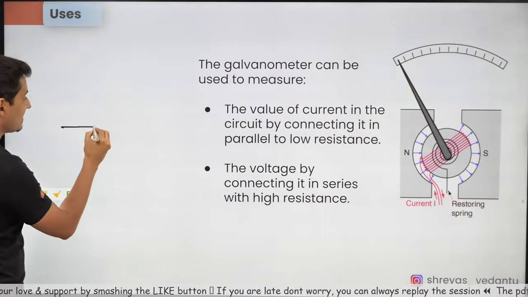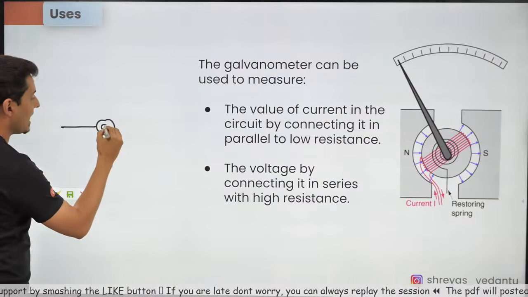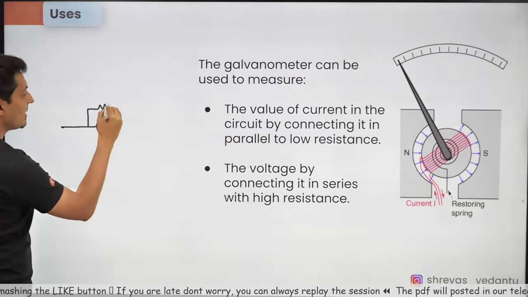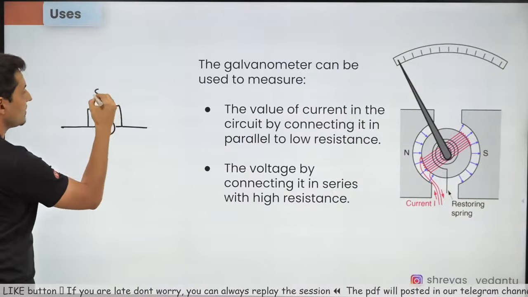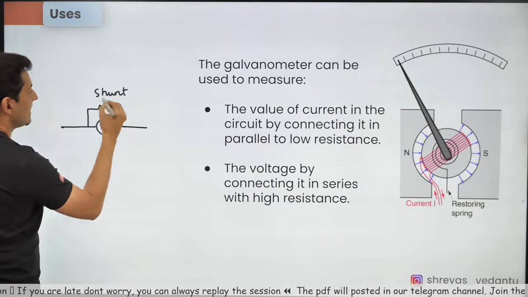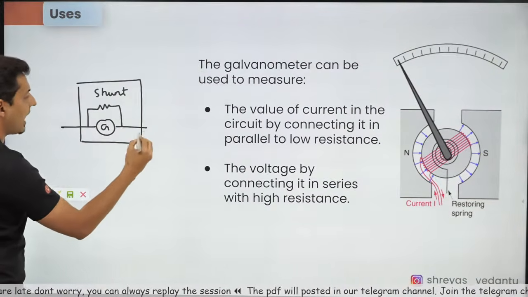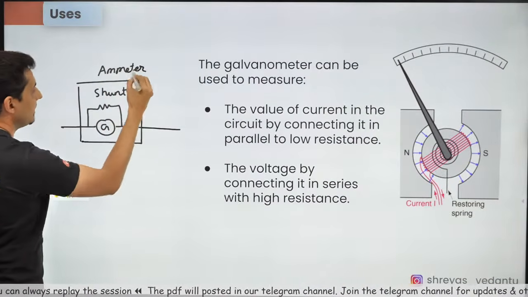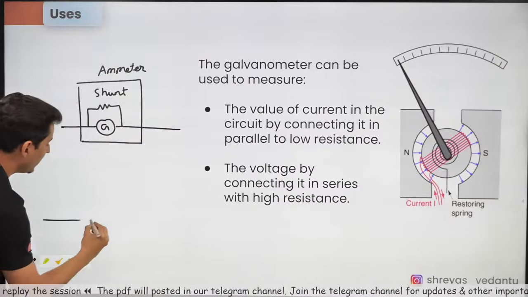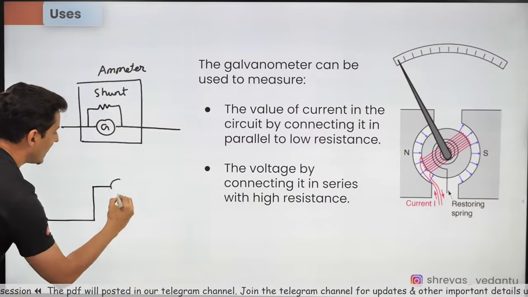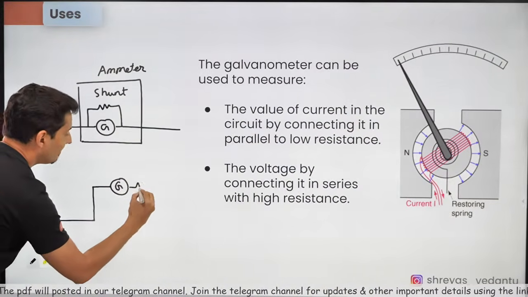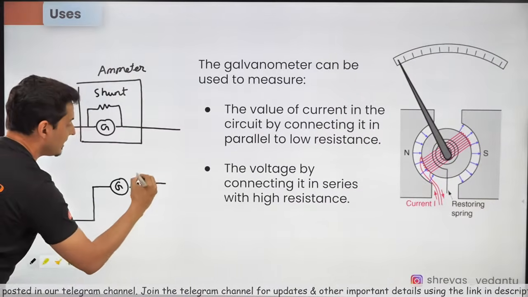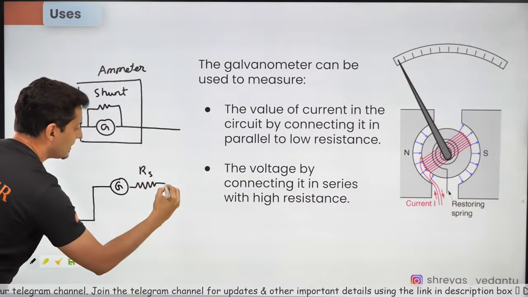For example, if this is a circuit, then you place a galvanometer and you have a shunt resistance. So this is your shunt resistance. That's it. This will make it an ammeter. That's what an ammeter is. And similarly, a voltmeter is nothing but a galvanometer with a very large series resistance. So this is a resistor in series.